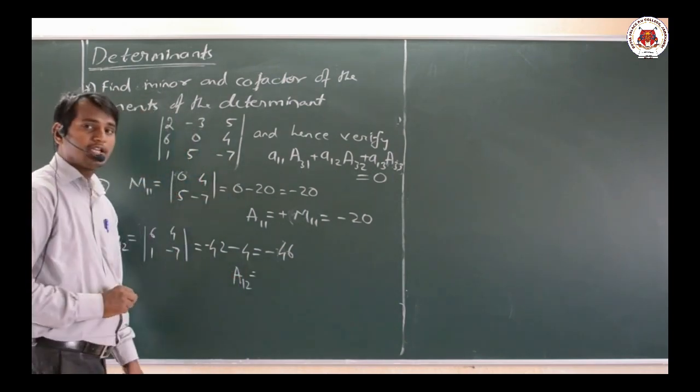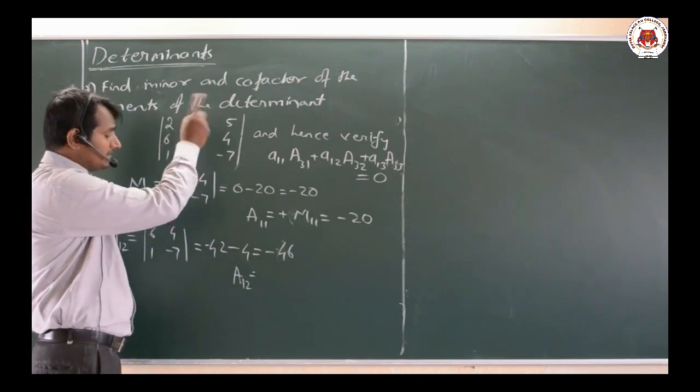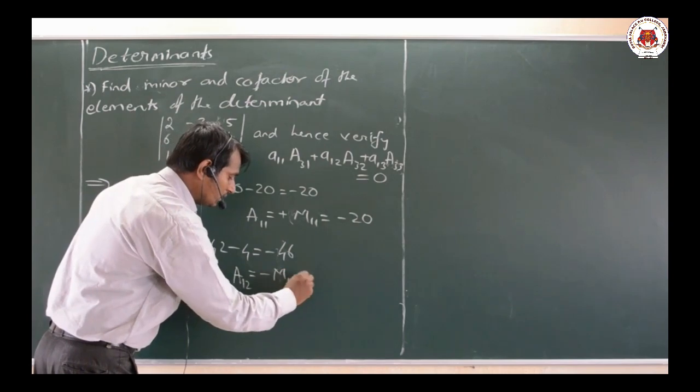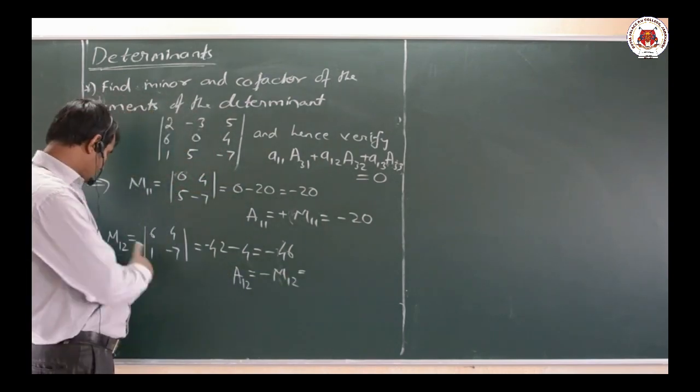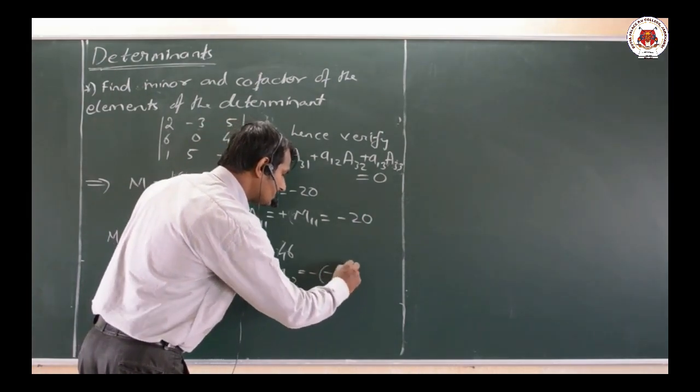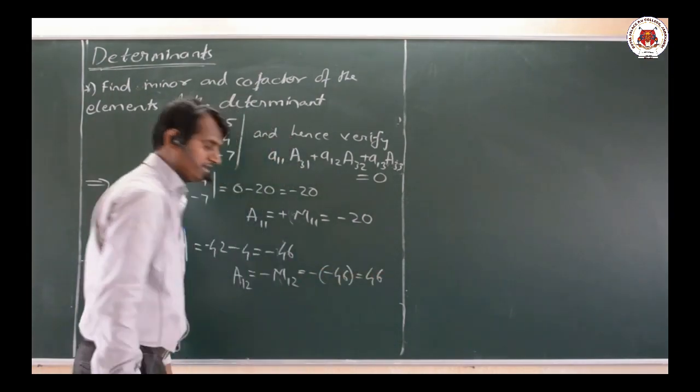A12 means what we have here? Here -3 is pre-multiplied by minus sign, minus of M12. M12 means what is the value here of M12? Minor of 12 is minus of -46. The value will be +46.